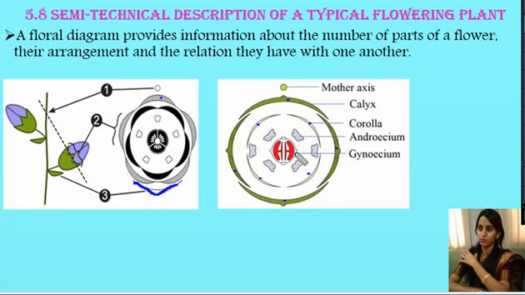The next whorl is androecium. How many stamens are there? There are 6 stamens. The 2 stamens are arranged in one whorl, then the 4 stamens are arranged in another whorl. And this is the gynoecium, and it shows the placentation here. This is how we can use the symbols to describe the floral formula.